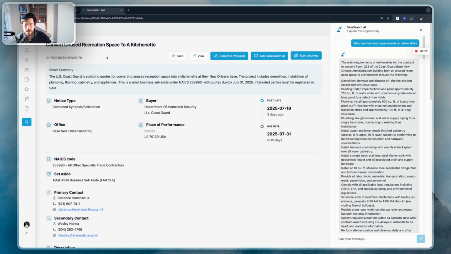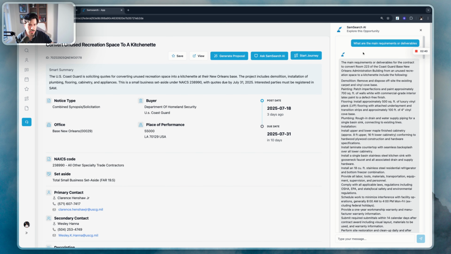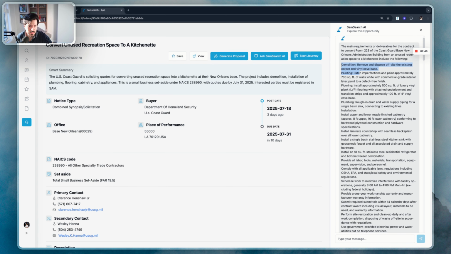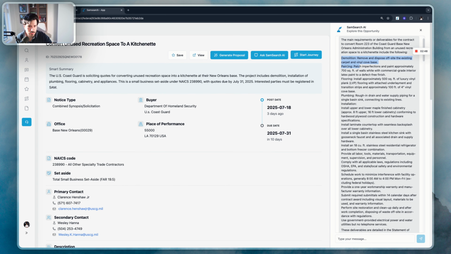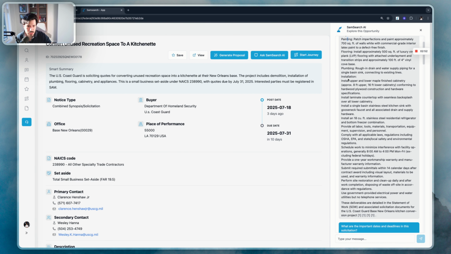I know the gist of it from the AI summary, that they want to convert unused recreation space at their New Orleans base, and that the project includes demolition, installation of plumbing, flooring, all this stuff, but I wanted to get more details. That's why I asked the first question: what are the main requirements? As you can see here, we are getting detailed insight about the demolition, the painting, the flooring as well, the plumbing, and the installation.